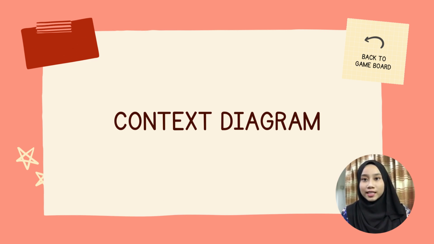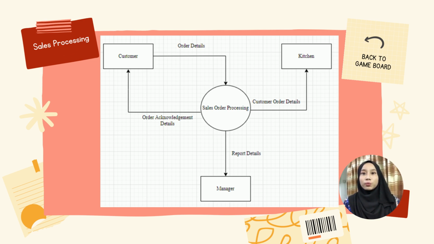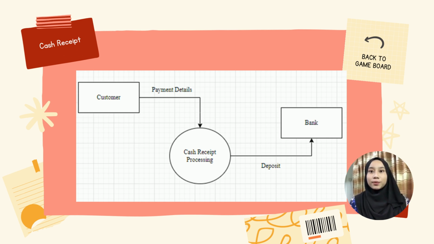Next is about the context diagram. For sales order processing, the customer will send the order details and the order acknowledgement details will be sent back to the customer. The customer order details will be sent to the kitchen and then the report details will be sent to the manager. For cash receipt, the customer will send the payment details and it will be deposited to the bank.